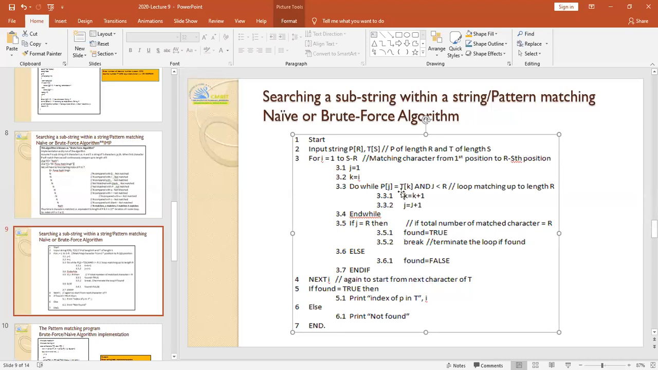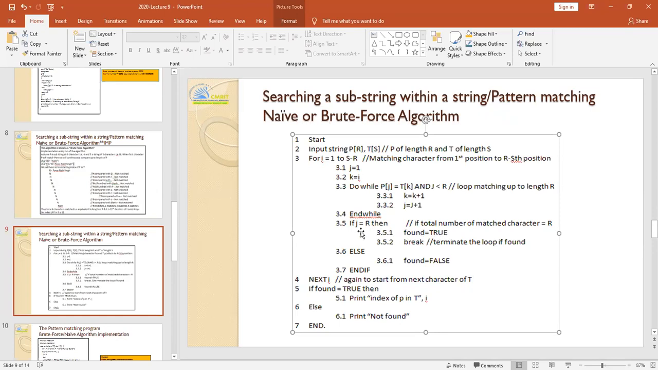Kindly understand the algorithm, it's very important here. When both are matching, there is no case of unmatching; we are directly taking the matching case. When both are matching, what will you do? You will increment K in the complete string and increment J. Up to where do you have to increment J? Until the last character of the pattern. What is the last character of the pattern? It is R. So J is equal to R. What do you have to say? Found is equal to true.